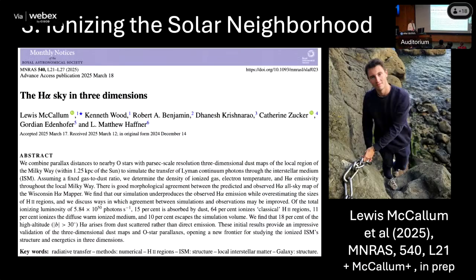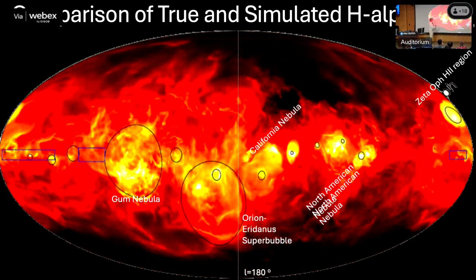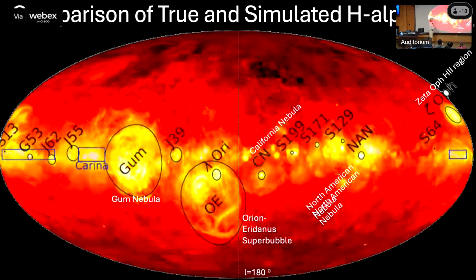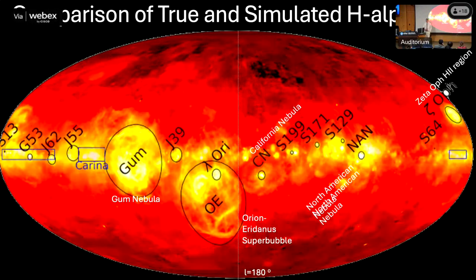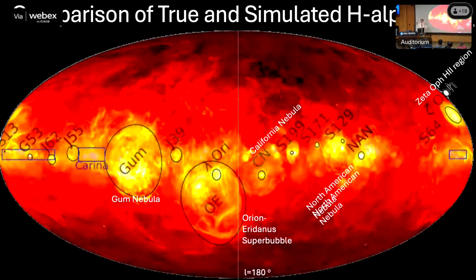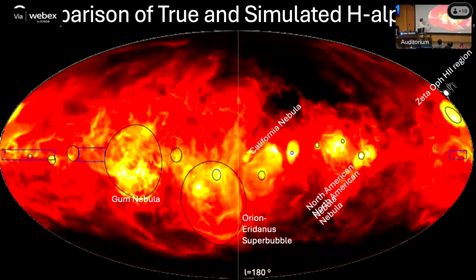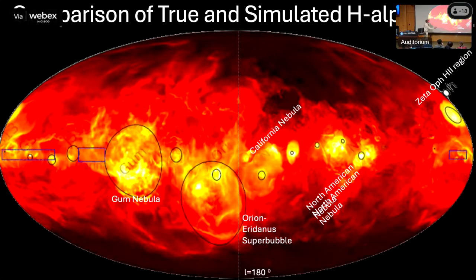And now for the final part, I'm going to talk about something that has no reason to work as well as it did, but I think it is telling us something. This is a paper by Lewis McCallum called The H-alpha Sky in 3 Dimensions. And now we're back to this picture. Again, this is a simulation of the sky, and this is the actual sky as measured by the Wisconsin H-alpha mapper. Remember this is only within 1.25 kiloparsecs. So there are certain regions like the Carina region, and the Sagittarius region right over here.